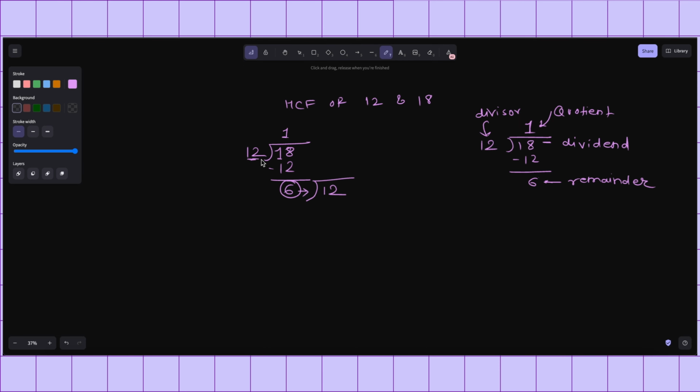So the current divisor that we had will become the new dividend. Now the newly formed remainder will become the new divisor. Now what will happen, we will do a similar division. So 6 2s are 12. Now the remainder is 0. When my remainder is 0, the divisor is my HCF. Keep this in mind, that when my remainder is 0, the HCF is basically my current divisor.